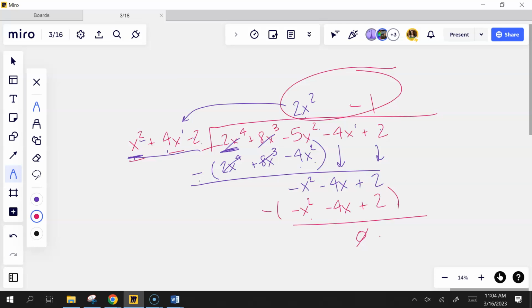Because that's my remainder. I really wanted to do one that didn't have a remainder. I mean, that did have a remainder. None of these have remainders. That's no bueno. Hold on.